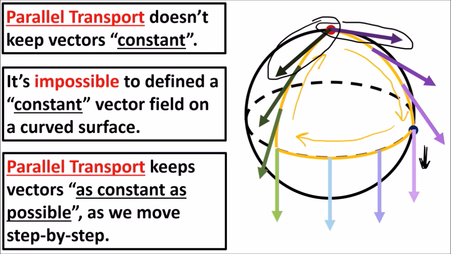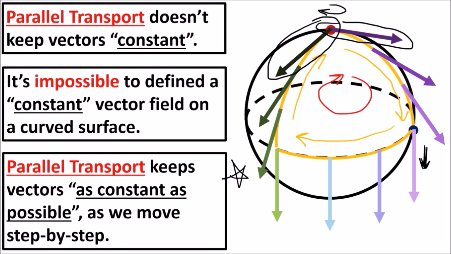Parallel transport means we're keeping a vector as constant as possible as we move around step by step. The downside is that if we walk in a loop, we might notice that the vector is twisting somewhat when we compare how it started and how it ended. But this twisting behavior is just an unavoidable fact of life when living on a curved space. So when it comes to defining a constant vector field on a curved surface, the best we can do is with parallel transport and keeping a vector as constant as possible as we take small steps.